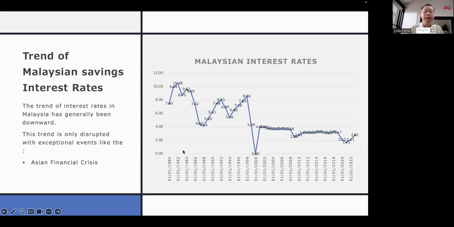Okay. Then at the end of 1990 to 1992, there was a world recession. At that time, the interest rate also went up a little bit as well. And another time that the interest rate went up again was during the COVID time. Okay, so that's where it is.